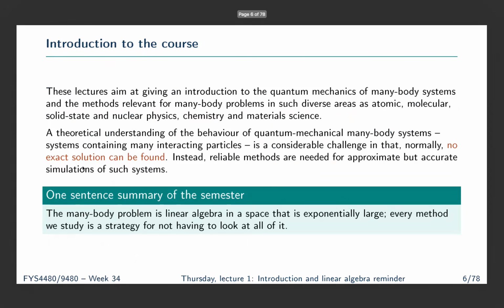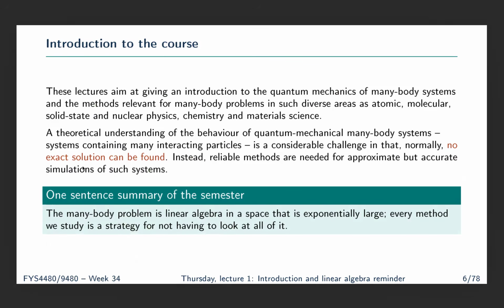So the first lecture is a little bit about, I just wanted to say a little bit. The lectures aim at giving an introduction to the quantum mechanics of many-body systems. And these are methods which are relevant for incredibly many fields. So this is a general, all-around theoretical advanced quantum mechanics course. And I obviously have some biases, because I've invested roughly 40 years of my life on quantum mechanical many-body systems. And I think it's a considerable challenge in that normally no exact solution can be found.